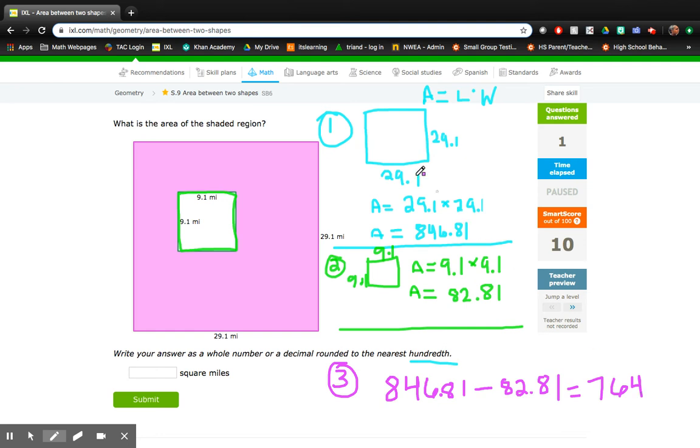So just a recap, first I found the area of the outside figure, this whole thing. Then I found the area of this white square on the inside. And then I just took the entire area, subtracted away the white part, and that left me with the pink part. So my answer is 764.